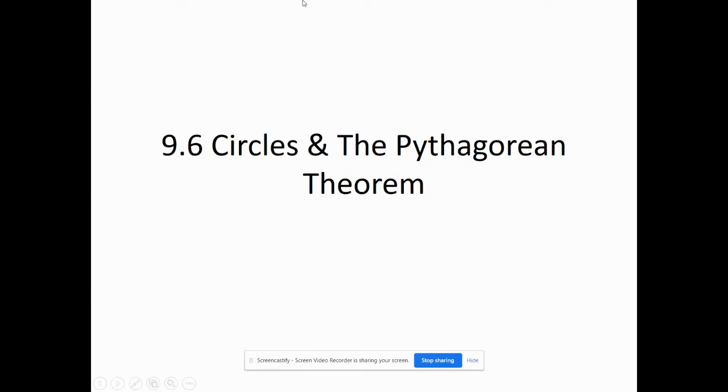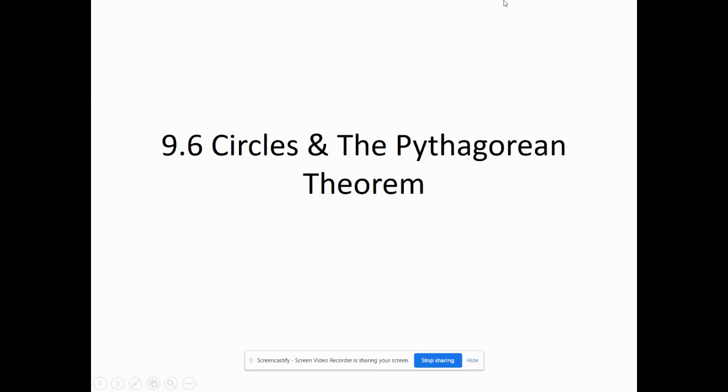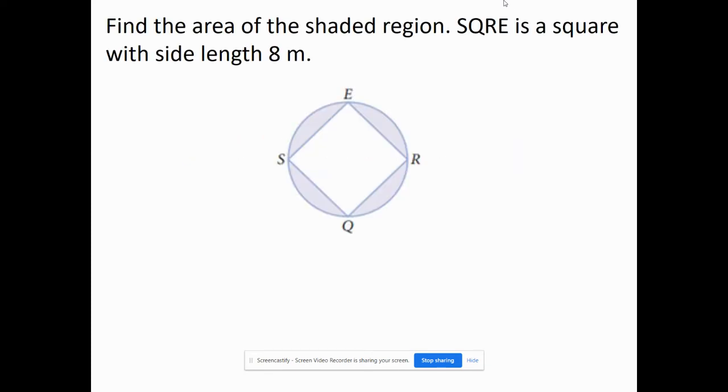In this video I'm going to take you through what we did in class for 9.6, and this is probably one of the more challenging sections in the whole class due to just how complicated the problems get, how many steps are involved. So find the area of the shaded region.